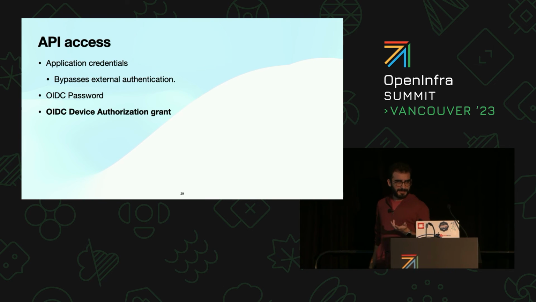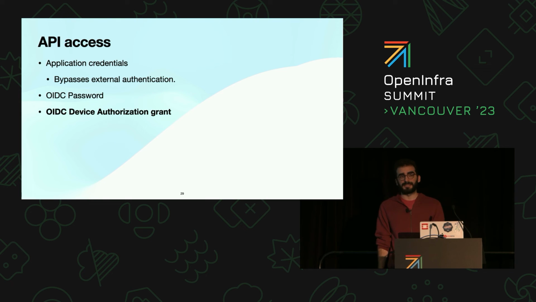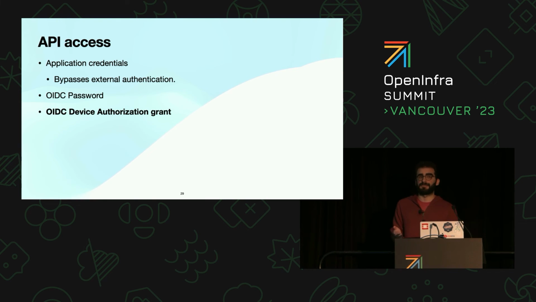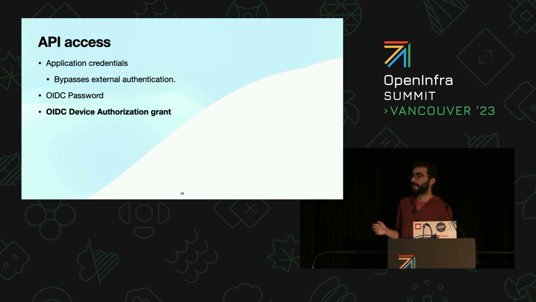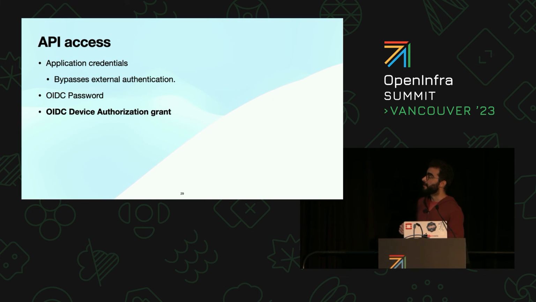Another way is through OIDC password. So there's the resource owner password credentials grant that OAuth defines. This allows a user to authenticate into the identity provider by specifying a username and password. Your identity provider needs to support that. It's a special flag in Keycloak. But you can do that, and that will allow your user to access and authenticate to the IDP through the command line if you would like that to happen.